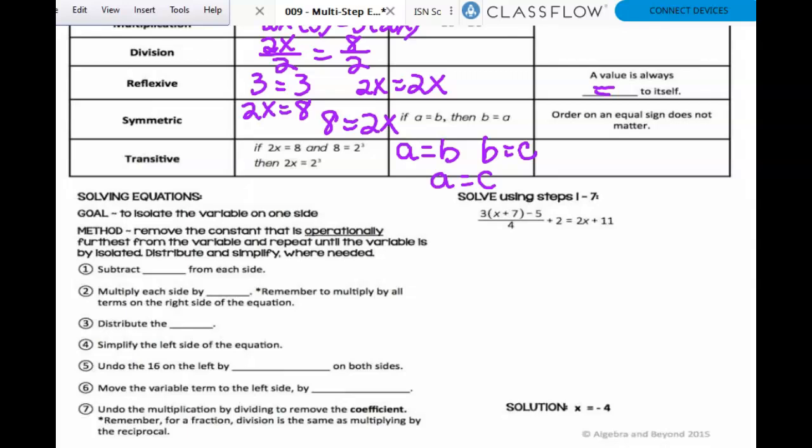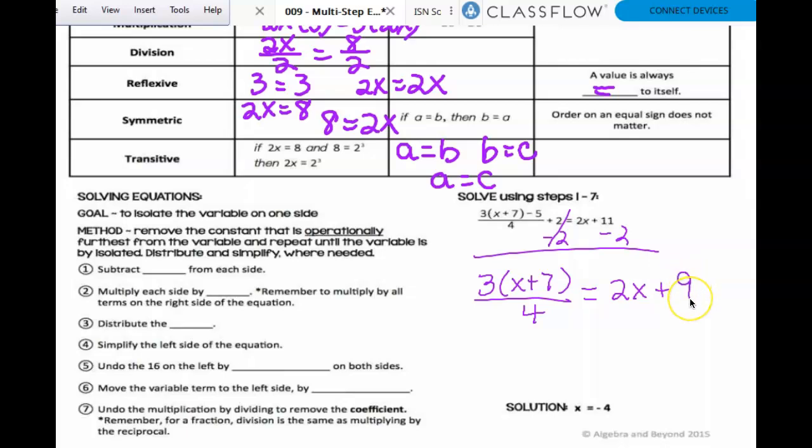So the first thing I'm going to do is subtract the 2 to the other side. So I'm going to subtract 2. And I have to subtract 2 from the 11, right? You can't subtract it from the 2x because there's an x there. So when I do that, I have this: 3 times x plus 7 over 4 equals 2x plus 9.